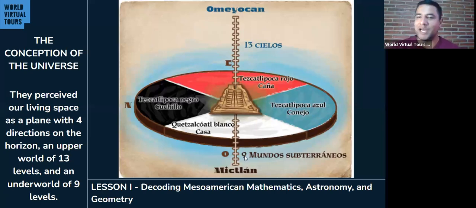And underneath, we have the underworld with 9 different levels, 9 different worlds. Okay, so when we reach lesson number 3, we will notice that this 13, 4, 9 is not a random thing. Even when they use calculation, they try to make a more complex calculation with the mix and the multiplication, for example, or division of these different numbers, okay?